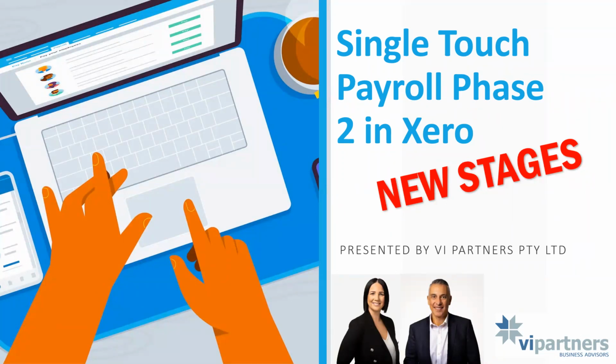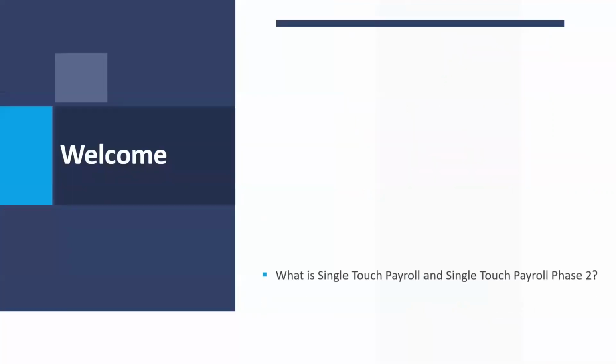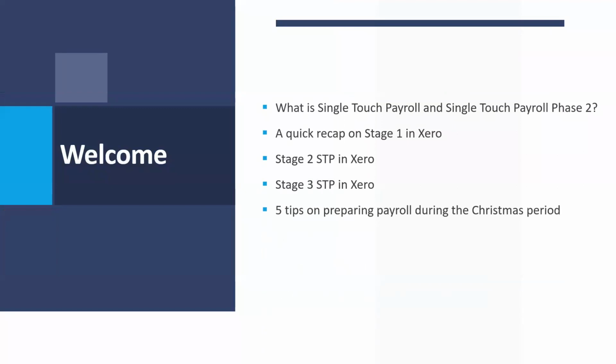My name's Romeo Velado, and I'm one of the directors here at VI Partners. Today, I'm joined by Lauren Lambden, one of our client advisors, to explain the next steps that you need to undertake within Xero for your business to implement the next stages of Single Touch Payroll Phase 2. I will start off with a quick recap of Single Touch Payroll, including the introduction of Single Touch Payroll Phase 2 and the stages. I'll then hand over to Lauren and she will go through the presentation where she will actually take you through a step-by-step guide as to what to do to implement stage 2 and 3 of the Single Touch Payroll Phase 2 rollout.